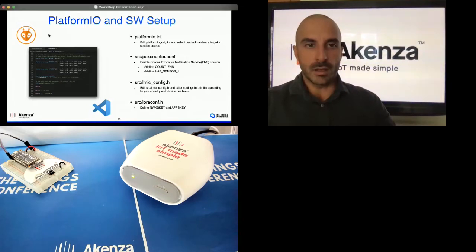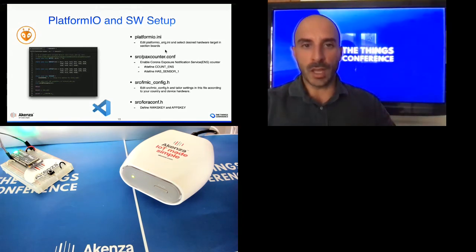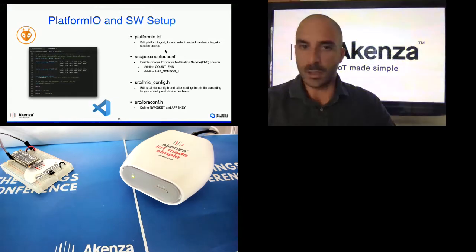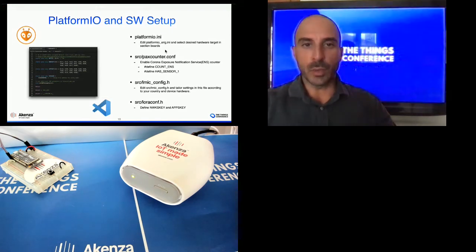What we have adjusted is only the platformio.ini, where we have defined which kind of hardware we have used, because there are several available, and that's why I invite you to use it, because independently of the hardware that you have, you can choose your own, and it works very well with every kind of available hardware that is compatible with this project. We have also the paxcounter.conf, where we have defined that we also want to count not only the people in the area, and how we have done it.